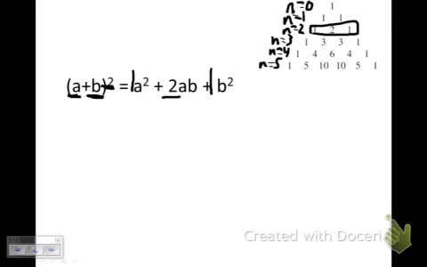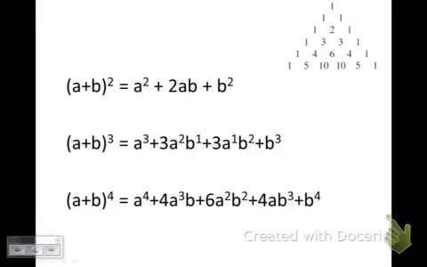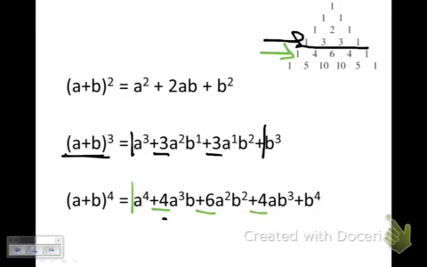Okay? Looking at two other ones here. We have to the third. The third would be this one right here. Coefficients are 1, 3, 3, and 1. Come from right there. We look at to the fourth. We're looking here. Coefficients are 1, 4, 6, 4, and 1. Right there. Alright, so Pascal's triangle, just a little kind of shortcut to help you out there.